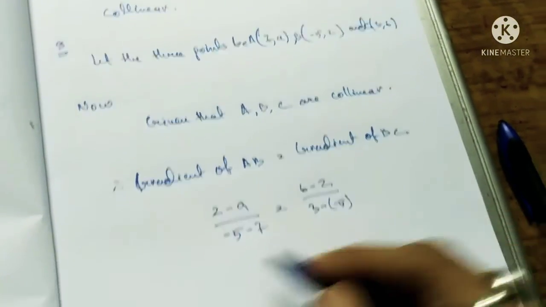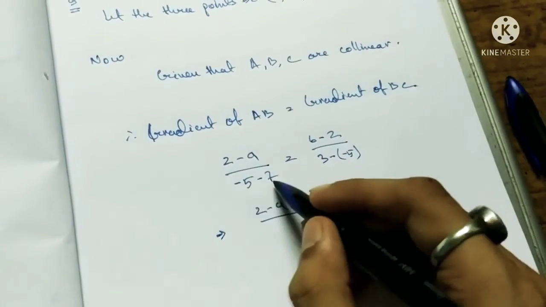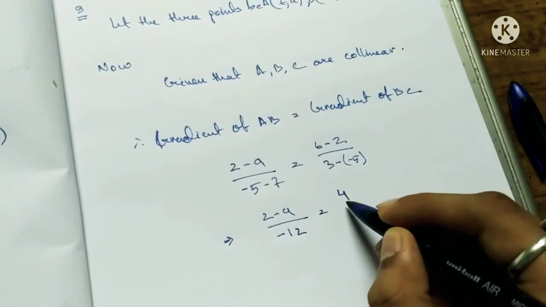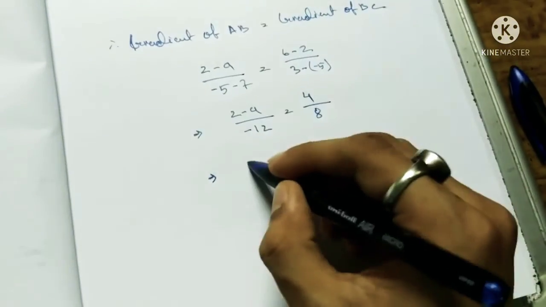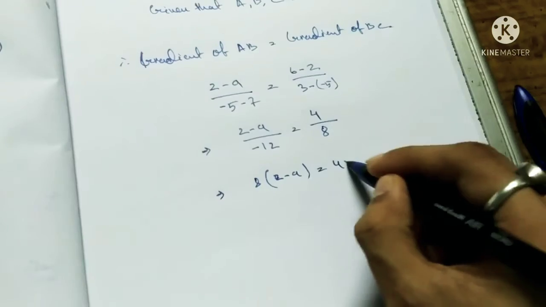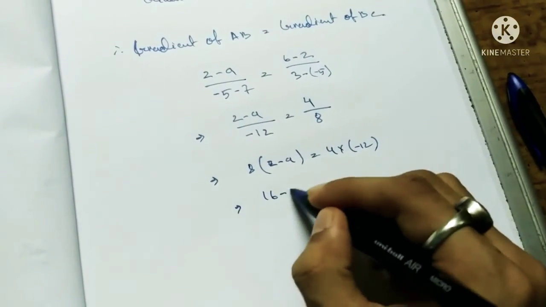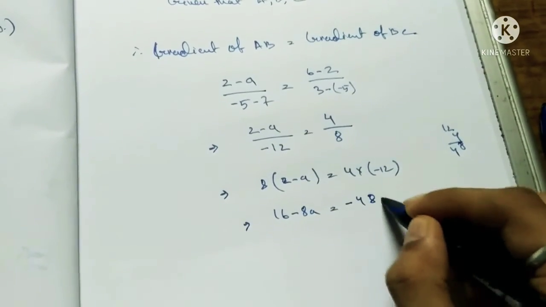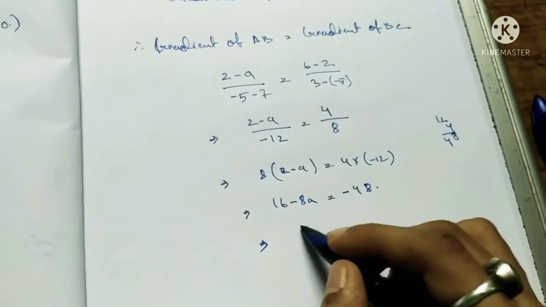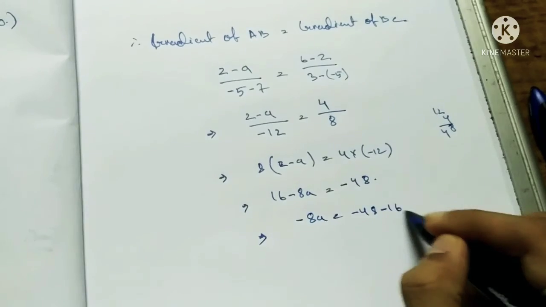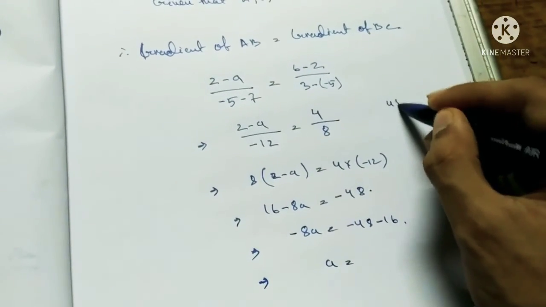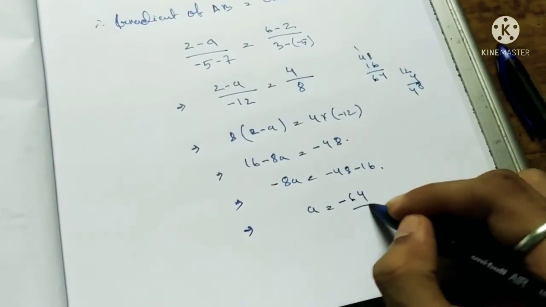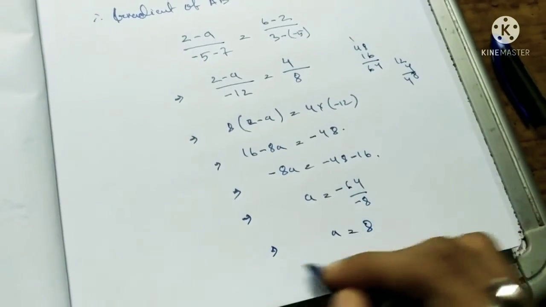So this will be (2 minus A) by minus 12 is equals to 4 by 8. So in here, (2 minus A) by minus 12 equals 4 by 8, so this is 8 times (2 minus A) equals 4 into minus 12. So this is 16 minus 8A equals minus 48. So now this is minus 8A equals minus 48 minus 16, which is minus 64, so A equals minus 64 by minus 8. So A is equals to 8 I will get.